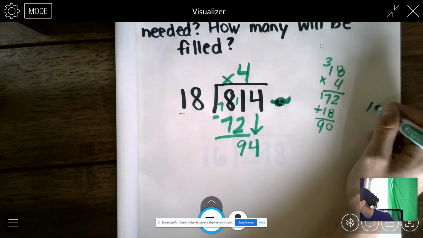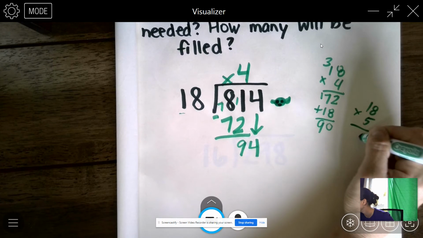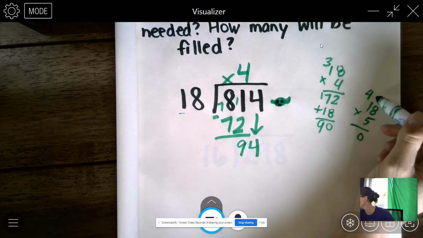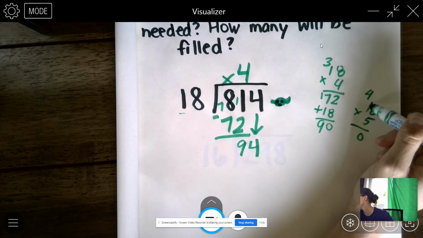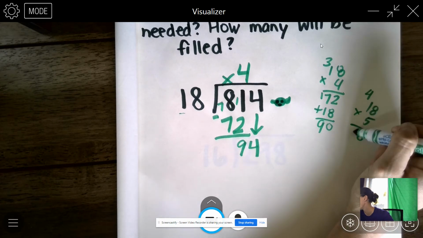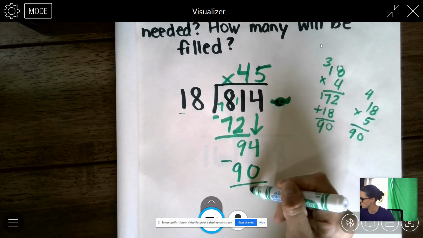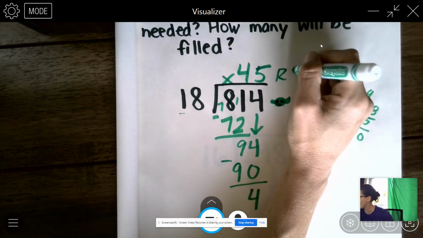So let's figure out 18 times 5. 8 times 5 is 40. Drop my 0, carry my 4. 5 times 1 is 5, plus 4 is 9. 90, do my subtraction. So I get 45 remainder 4.